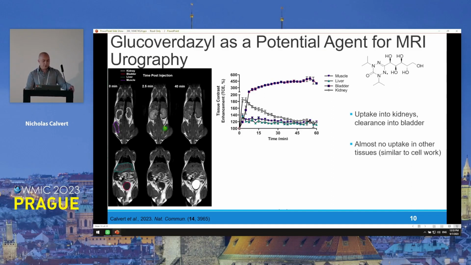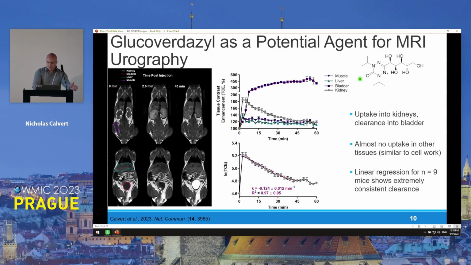And kind of what your eyes are telling you in the images is true with the quantitative data, is that we're seeing about a 2-fold increase in contrast in the kidneys by about 2.5 minutes. And then all that is moving towards the bladder, so limited to the urinary tract as well. And for us, what was really cool about this is with 9 different mice, that clearance or renal decay time constant was extremely consistent and very linear. So we thought this would be a really good urography agent to look at how kidney function is changing in the presence of disease.